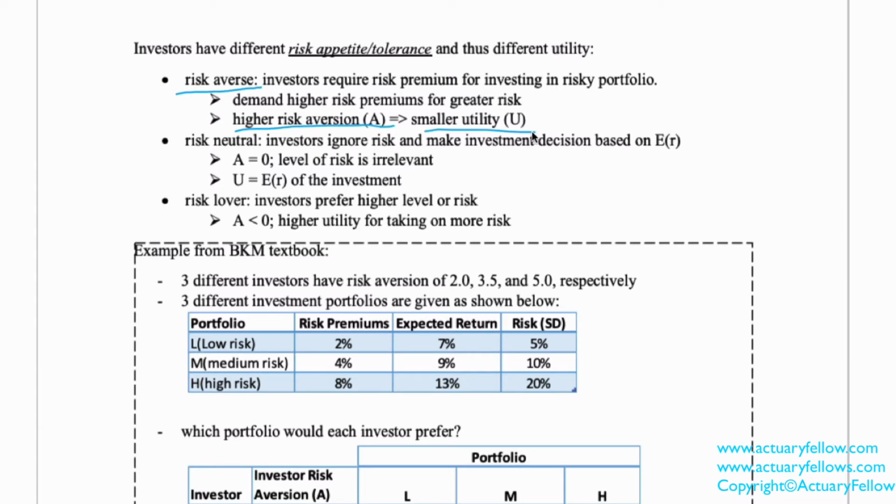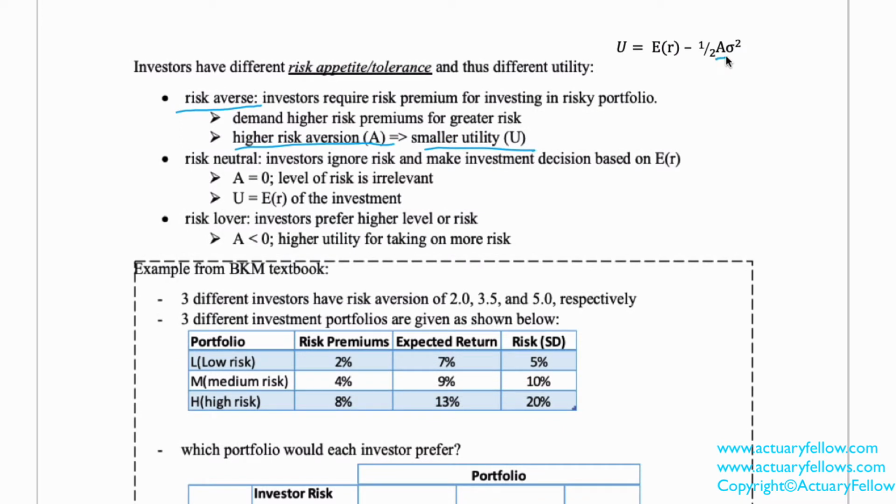It's easy to see this relationship in the utility function. When A is greater, the second term is higher. The utility is lower. On the other hand, risk-neutral investors ignore risk and make investment decisions based only on expected return. Their risk aversion A is 0. The level of risk is irrelevant in their decision-making for investment. The utility is simply the expected return of the investment.